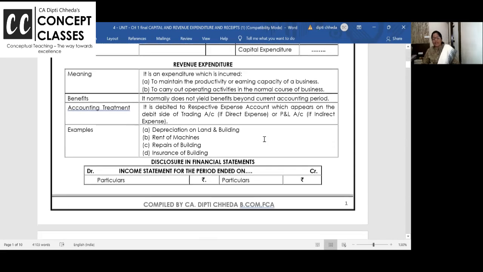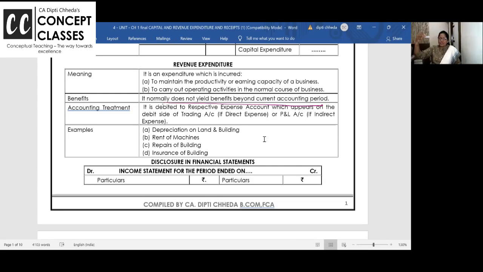Next is revenue expenditure. Revenue expenditure is your day-to-day expense. Listen to the meaning first, I am explaining. Revenue expenditure is your day-to-day expense through which you run your business. Like you pay tea, coffee expense. You pay someone a monthly salary and he works for you. You pay monthly rent and you occupy the premises for 1 month. So the benefit of that expenditure doesn't go beyond the accounting period.